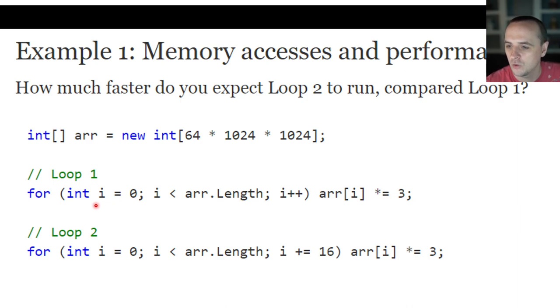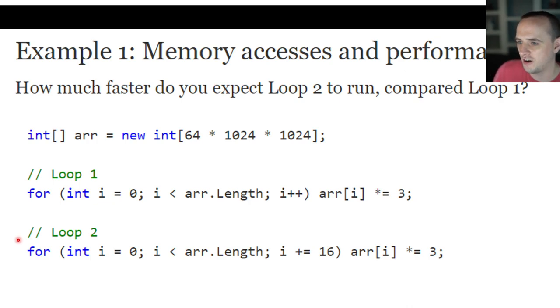Loop number one goes through each of these, and all it does is it takes each integer in the array and multiplies it by 3. Okay, so it goes through all 64 million integers and multiplies each by 3. The second loop, instead of multiplying every single integer by 3, it skips 16 integers at a time. So it'll do i equals 0, then it adds 16, then it does the 16th, then the 32nd, then the 48th, then the 64th. Okay, so this one is multiplying every single array index by 3. This one is multiplying every 16th index by 3.